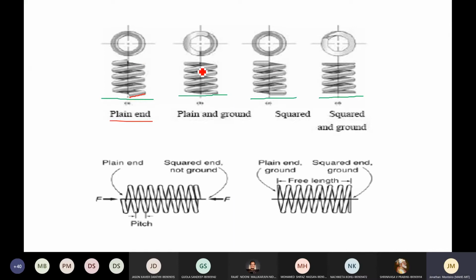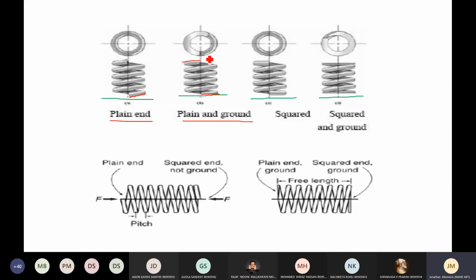Next, in some coils, what you do is, after cutting, you use a grinder and make it flat. You see, this is the horizontal line of reference and this is flat. This is flat over here, this is flat. So both ends you make flat. So this is plain and ground.